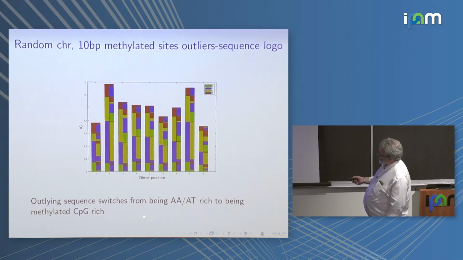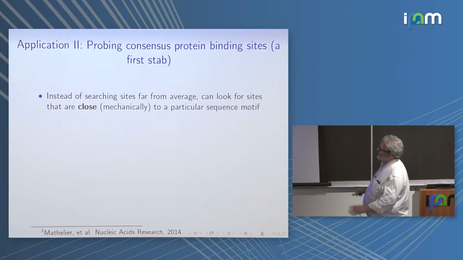So the outliers now are no longer the AA steps. They're the methylated guys. And it's a strong indication that methylation, which is known to be biologically and medically very important, very important in cancer, has a strong effect on the statistical mechanics. And it could be how it functions. Good. So that's one thing.